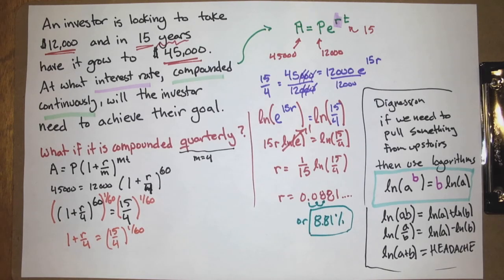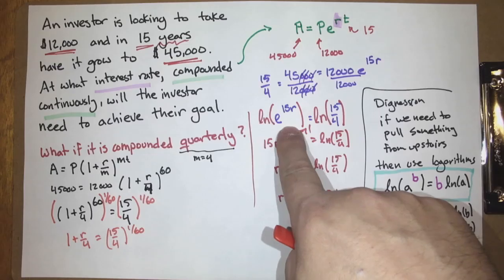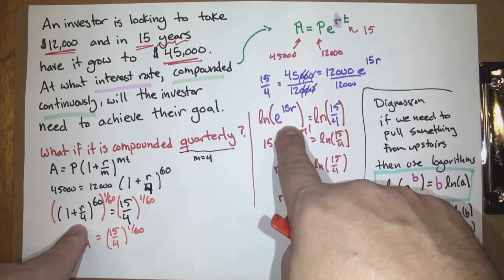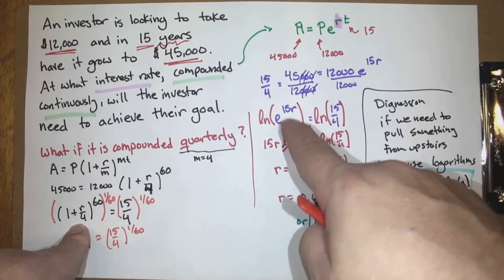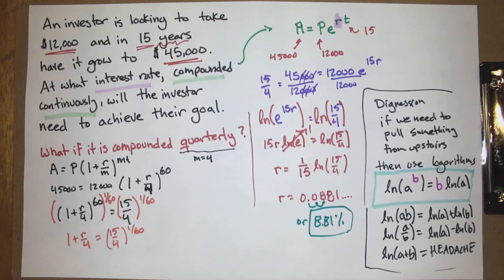So we freed the r. It was trapped inside of something. And that happened in both cases, right? In here, it was trapped inside the exponential function. Here, it was trapped inside taking something to the 60th power. We're almost there. What do we need to do to solve for r? Subtract 1 and multiply by 4.